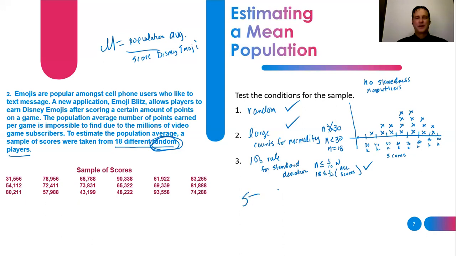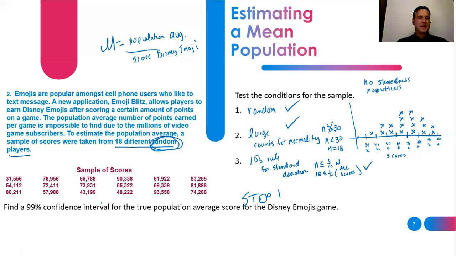We are good. Okay. Step 2, I want to use the graphing calculator to make this easy for myself. That way I don't have to use the chart to look at my T. As long as I put all those in my L1, I can just go through and work it out and finish it. So in this case, they ask for a 99% confidence interval for the true population average for the Disney emojis game.